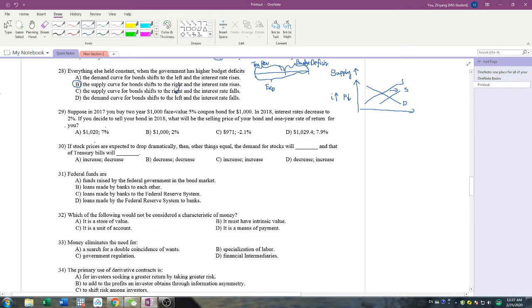Okay. Question 29. Suppose in 2017 you buy a 2 year, $1,000 face value, 5% coupon bond for $1,000. In 2018 interest rates decrease to 2%.